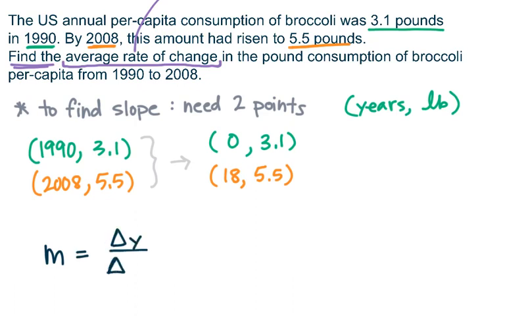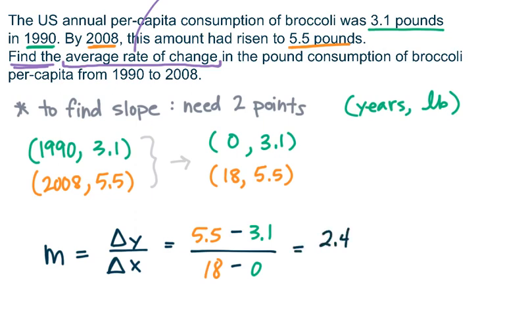So now when I go to find my slope, remember slope is change in y, that delta symbol means change in y, over change in x. Or in this situation, 5.5 minus 3.1 divided by 18 minus 0. 5.5 minus 3.1 is 2.4. I have 2.4 over 18, or 2/15. That is our reduced fraction here.